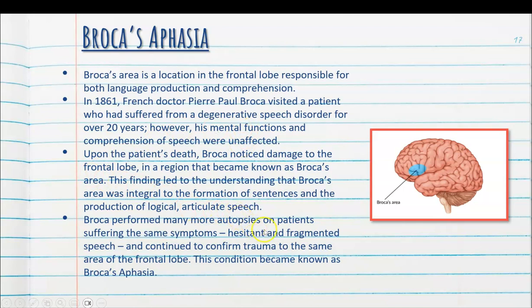So upon the patient's death, Broca noticed damage to the frontal lobe in a region that became known as Broca's area. So this finding led to the understanding that Broca's area was integral to the formation of sentences and the production of logical, articulate speech. So Broca performed many more autopsies on patients suffering from the same symptoms, so hesitant and fragmented speech, in other words, and continued to confirm trauma to the same areas of the frontal lobe. So this condition became known as Broca's aphasia.